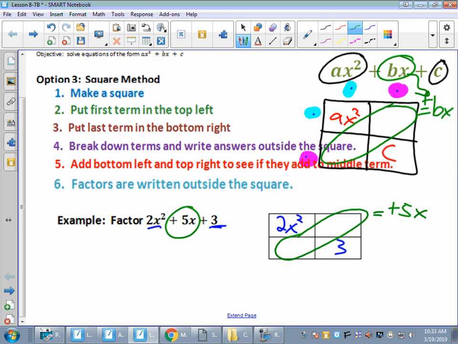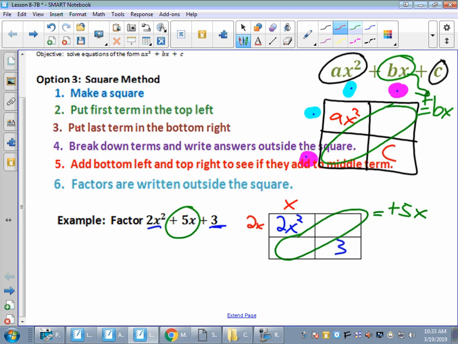So we're going to look at the terms and put them on the outside. We can break down these first two terms. 2 times x squared, well, we know there's only one way to really get that. You've got a 2x times an x. That's it. And then for the 3, you've got a 3 and a 1. Well, we've got different ways to get that, right?